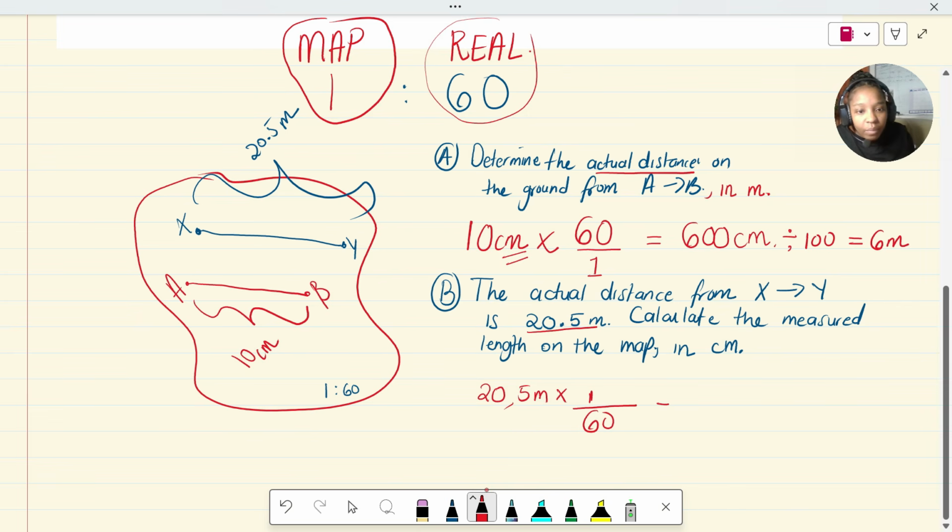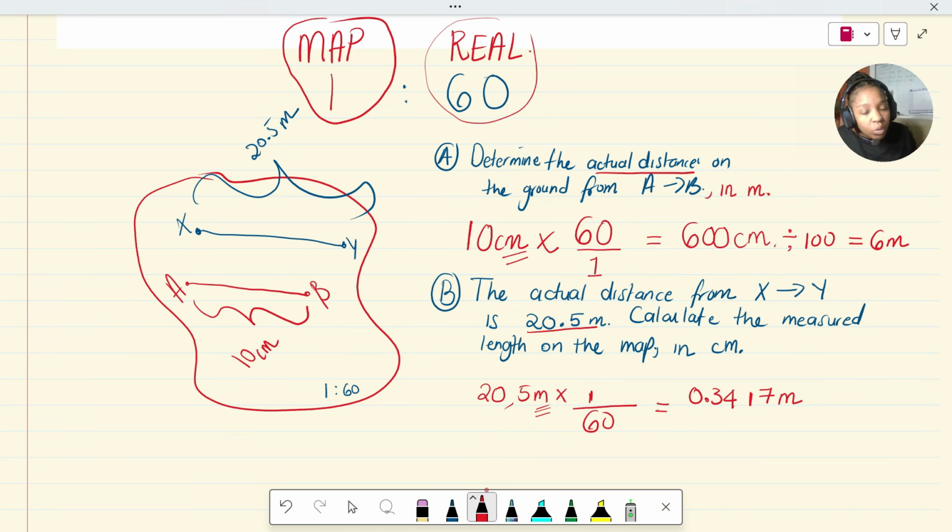Then if you take 20.5 and divide it by 60, what do you get? You get 0.3417. I've just rounded it off to 4 decimal places. The meters hasn't cancelled with anything, so it's just going to be meters. But remember, they want you to calculate the measured length on the map in centimeters. So what's left for us to do now?